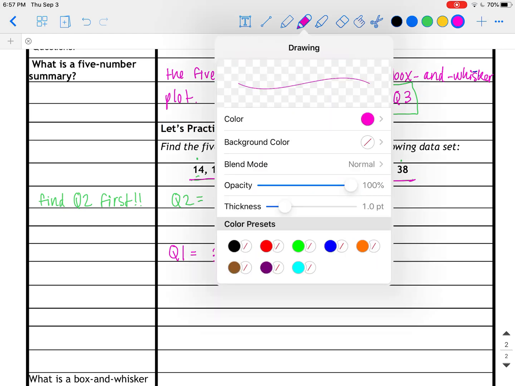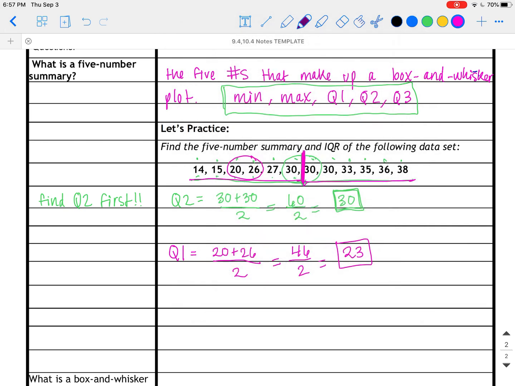And then Q3 will be our last one. We're going to find our 2 centers there, 33 and 35, and of course we're going to find the median of those. So we're going to add those values, remember, get the mean of them, divide by 2 since there's 2 values in that set, and we're going to end up with 68 divided by 2, which is going to give us 34.